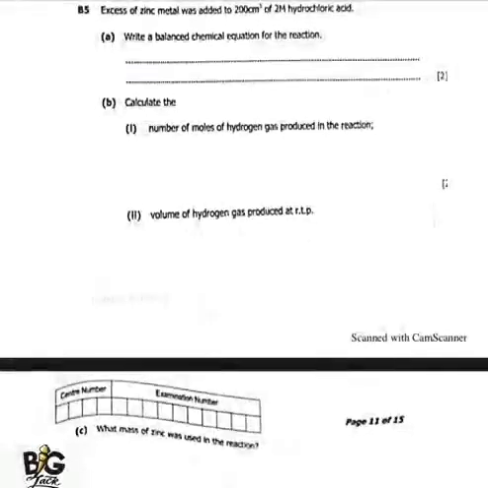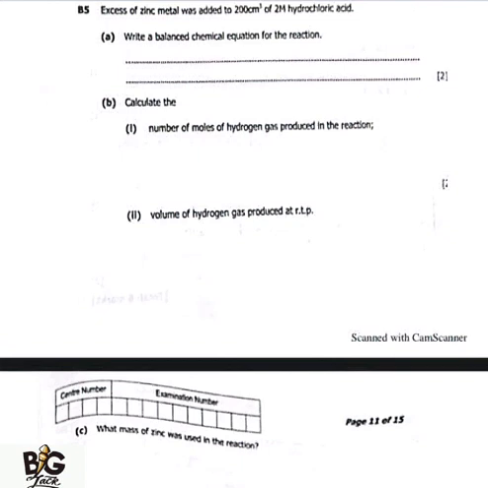Right, so this is Science Paper 2, 2022 GCE. Specifically, I'm going to answer question 5b, which is coming from concentration. So the question is saying excess zinc metal was added to 200 centimeters cube. So this one is the volume of 2 molarity, which is M, of hydrochloric acid.